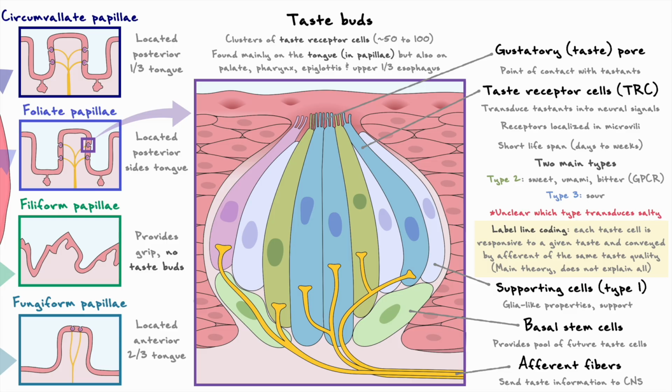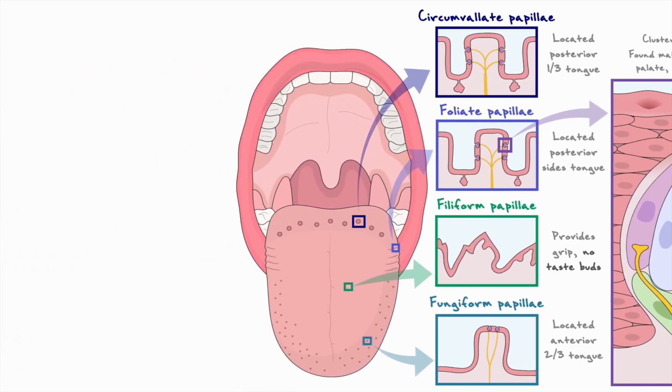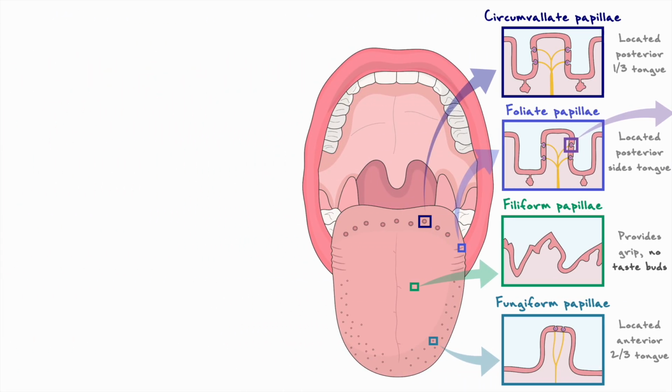While there is a lot of evidence to support this model, and it is likely that your resources mention label line coding as the way the taste bud operates, it doesn't explain everything, and the actual mechanism is likely to be a bit more complicated, namely because of all the paracrine and autocrine mechanisms in the taste bud. But whether label line coding is the main model or not, let's go back to the diagram of the tongue to discuss what the afferents are and where they are carrying the signal to.